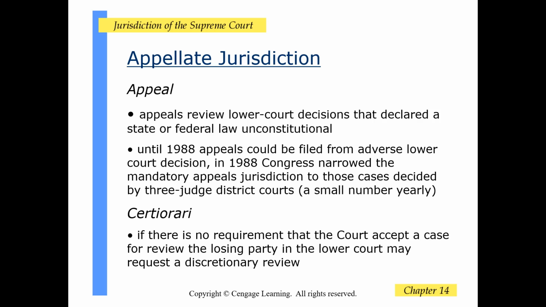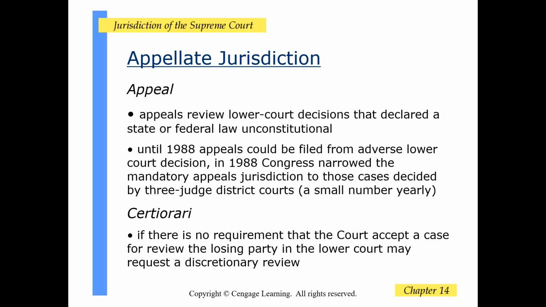Appeals review lower court decisions that declared a state or federal law unconstitutional. Until 1988, appeals could be filed from adverse lower court decisions, and in 1988, Congress narrowed the mandatory appeals jurisdiction to those cases decided by 3-judge district courts, which is a small number in any given year.